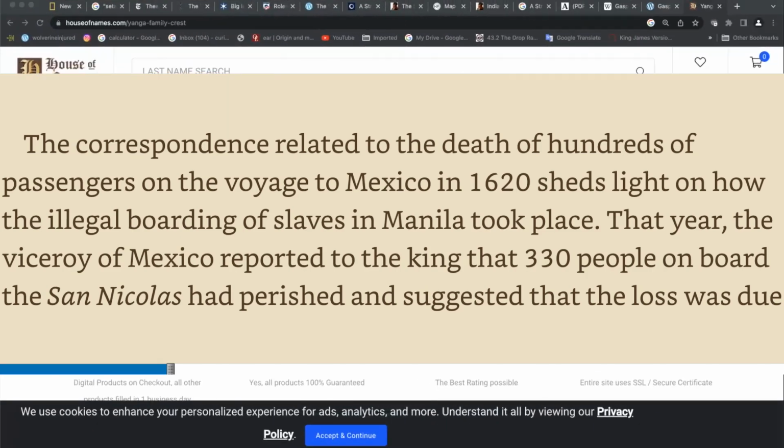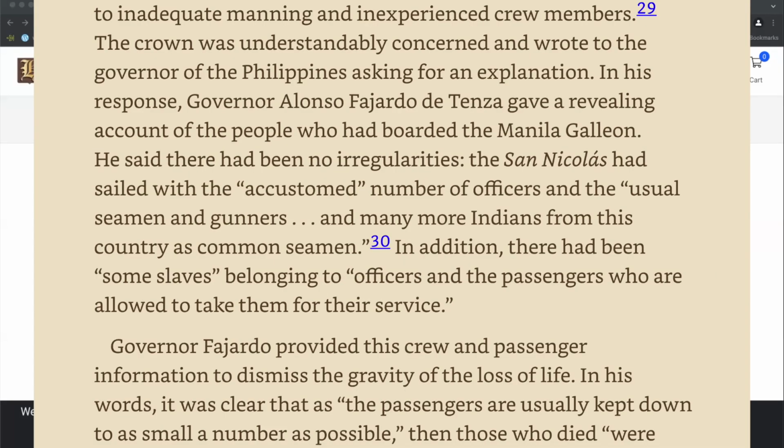The correspondence related to the death of hundreds of passengers on the voyage to Mexico in 1620 sheds light on how the illegal boarding of slaves in Manila took place. That year, the Viceroy of Mexico reported to the king that 330 people on board the San Nicolas had perished and suggested that the loss was due to inadequate mannings and inexperienced crew members. All right, over 300 people died in this middle passage. We're talking about so-called Negro people too, but nobody remembers these people.